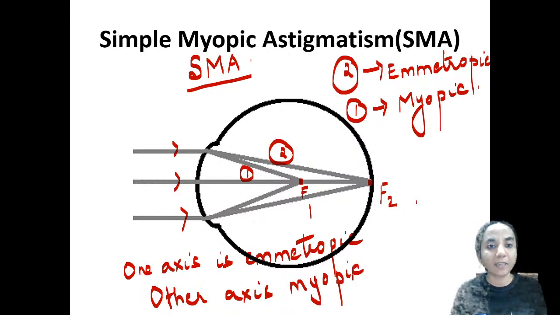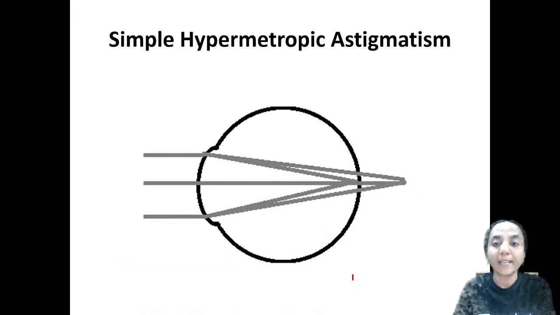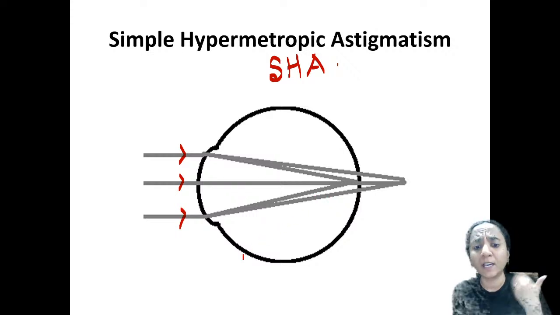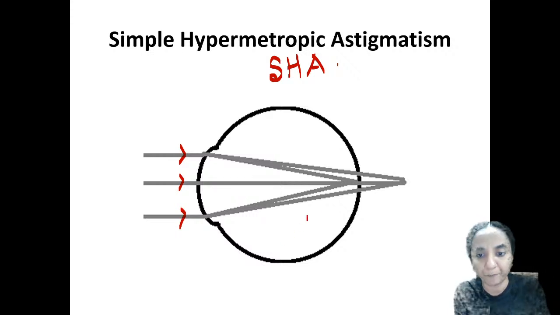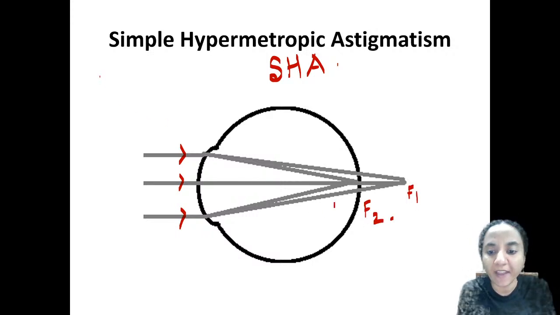On the same lines, let us look at the second one, which is called simple hypermetropic astigmatism. Now look at this picture, SHA. Here also the rays of light came in as a single bundle, but inside the eye it is split because the refractive power of the two principal meridians of the eye is not the same. Here also I name this F1 and this F2.